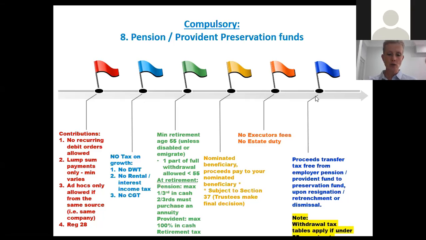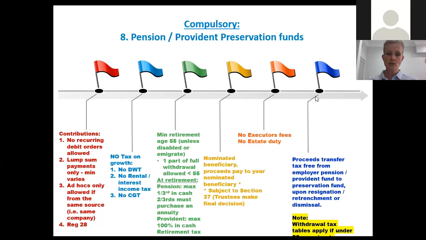So that means you join and you start working for a company today, you resign in 3 years' time, you preserve the money, you work somewhere else, and then you happen to go back to the first employer and work for them for a couple of years and then resign. If you resign the second time, that money can then be put into the same preservation fund. So it's a lump sum only. Minimums vary depending on the company that you invest with, and Regulation 28 would apply.